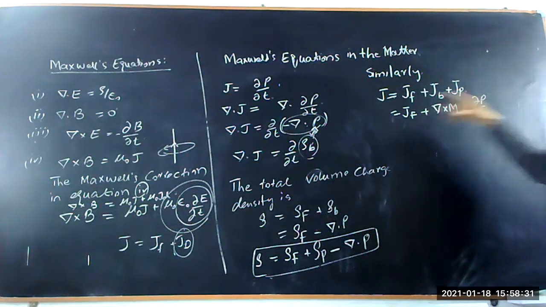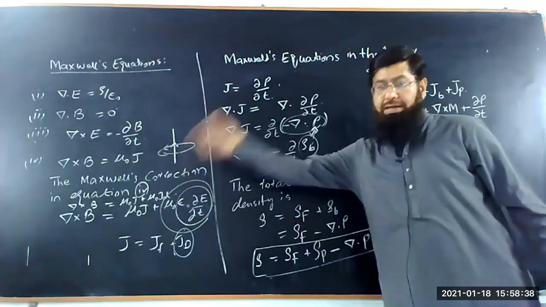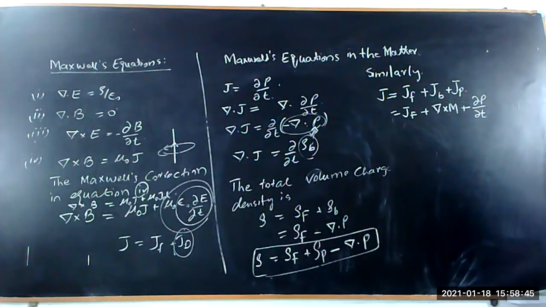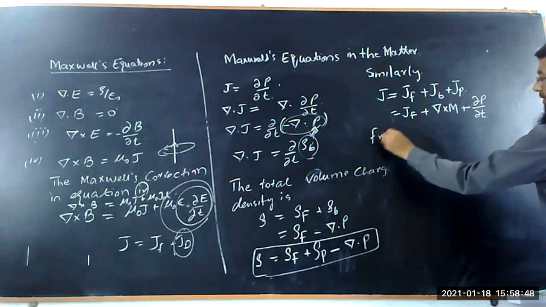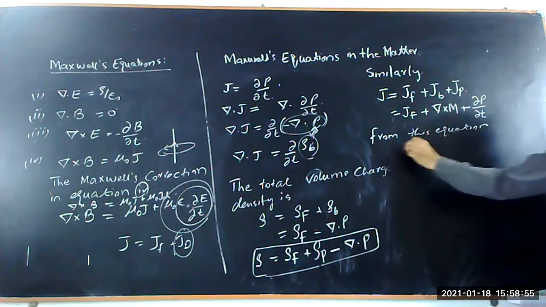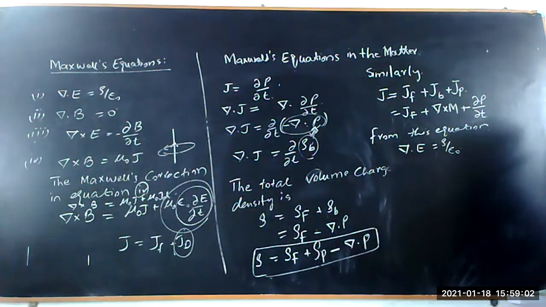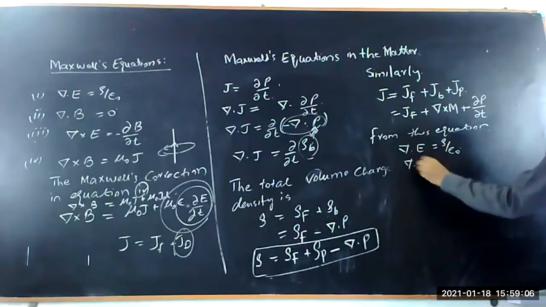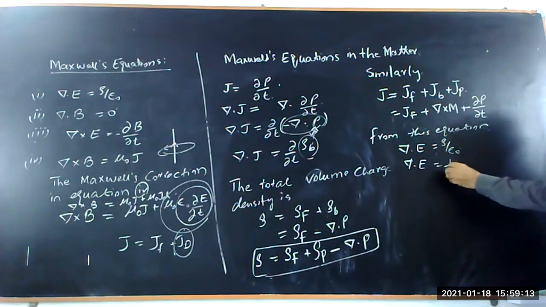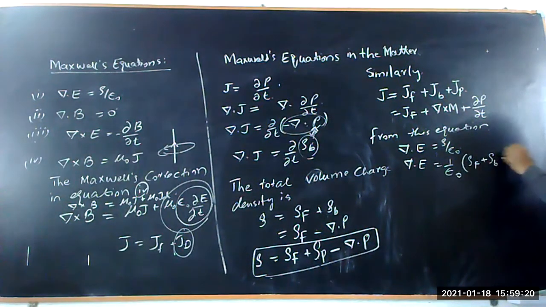So therefore the curl of B, which is the fourth equation of Maxwell, which is the correction in Ampere's law, now becomes, when this passes through the medium, as follows. From the first equation, divergence of E is equal to rho upon epsilon naught, this can be rewritten as divergence of E is equal to 1 upon epsilon naught times rho, which is equal to rho of F plus rho of P minus divergence of P.